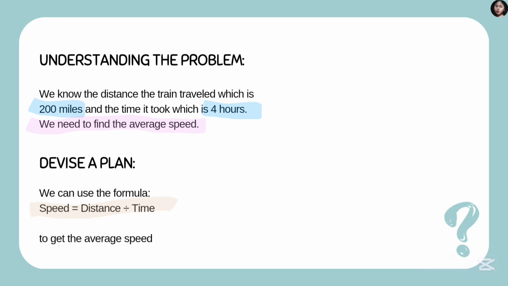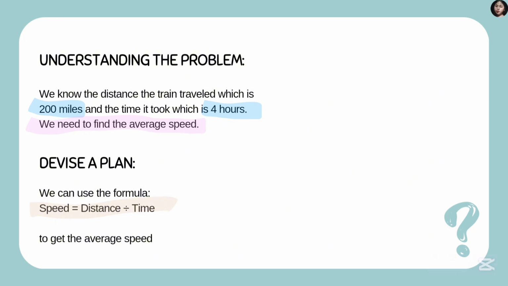Let us first understand the problem. So, we know the distance the train travels, which is 200 miles, and the time it took, which is 4 hours. So, we need to find the average speed. So, kailangan natin malaman kung ano yung average speed ng train.